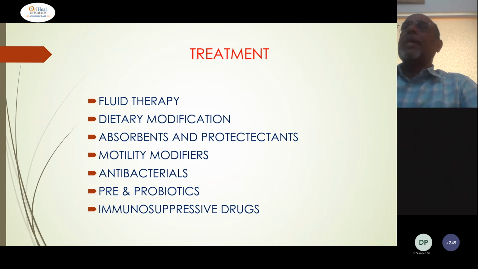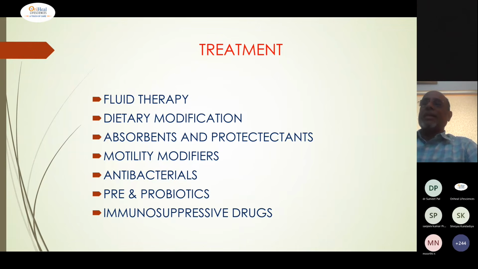Motility modifiers like metoclopramide or cisapride are excellent for treating diarrheas. Antibacterials, again, this is a very great subject. Normally, antibacterials are not required for treating small intestinal disease. You should have evidence, because we are responsible for developing methicillin-resistant organisms, which affect the human population to a very large extent. So indiscriminate use of antibiotics should definitely be avoided. Antibiotics are definitely required whenever there is going to be a mucosal defect, shock, sepsis, or neutropenia.